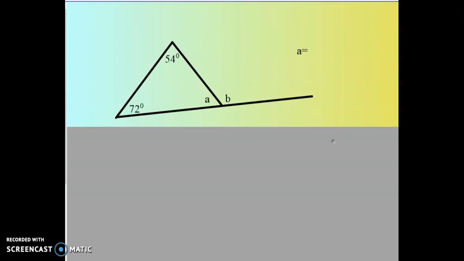Right, I trust you could calculate A. So if you add 72 and 54, you get a total of 126, and if you subtract that from 180 degrees, you get 54 degrees. So A is 54 degrees. How do we calculate B? I'm sure you have that answer already. Calculate B by saying 180 degrees minus 54 degrees, and that answer comes to 126 degrees.